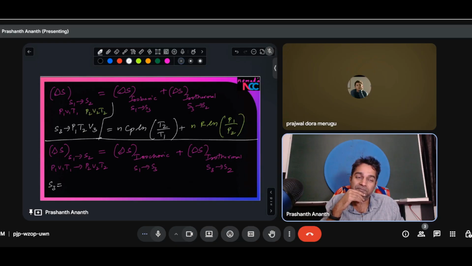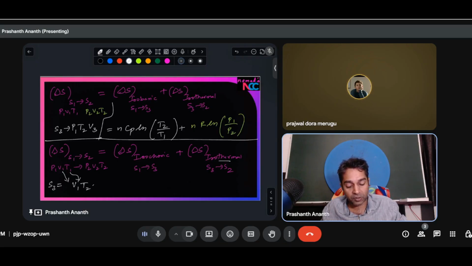Prajwal? Yes, sir. What should S3 be like over here? It is after an isochoric path. Isochoric path, what should be constant? Volume should be constant. Yes, sir. Next path is going to be an isothermal one. In that second path, temperature should have been constant. So from volume V1, it should have stayed at volume V1. From temperature T1, it should have gone to temperature T2.